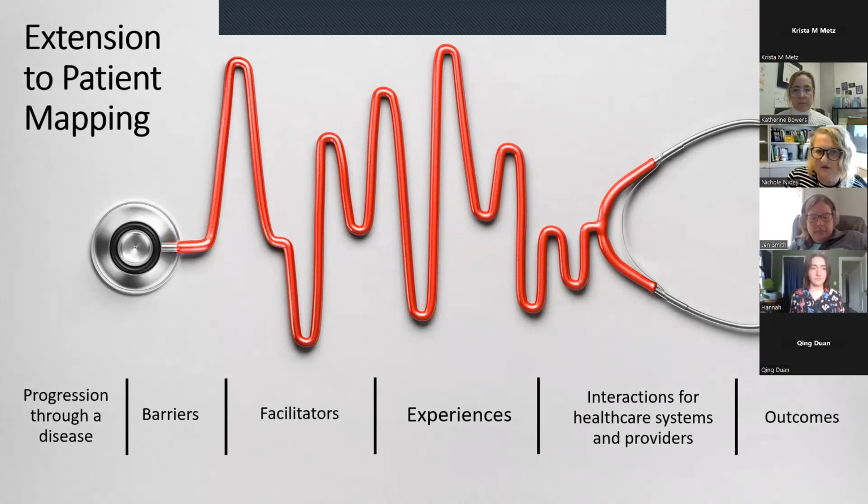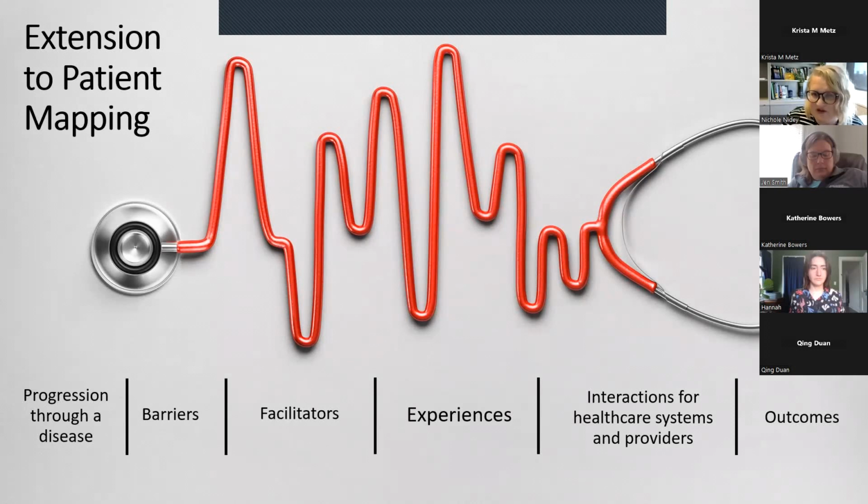So when somebody will extend journey mapping to look at the experiences of patients, they're really focused on a progression through a disease. So you may see at a time that somebody gets a cancer diagnosis and you'll see their experiences until they get treatment. You may also see maps that are focused on barriers and facilitators of care, including their experiences interacting with the healthcare system and the providers, as well as a focus on outcomes.